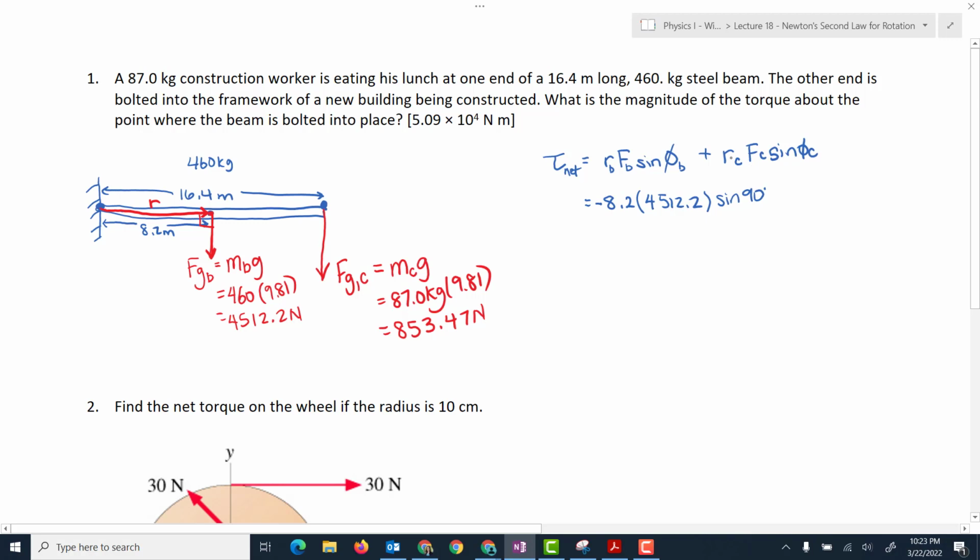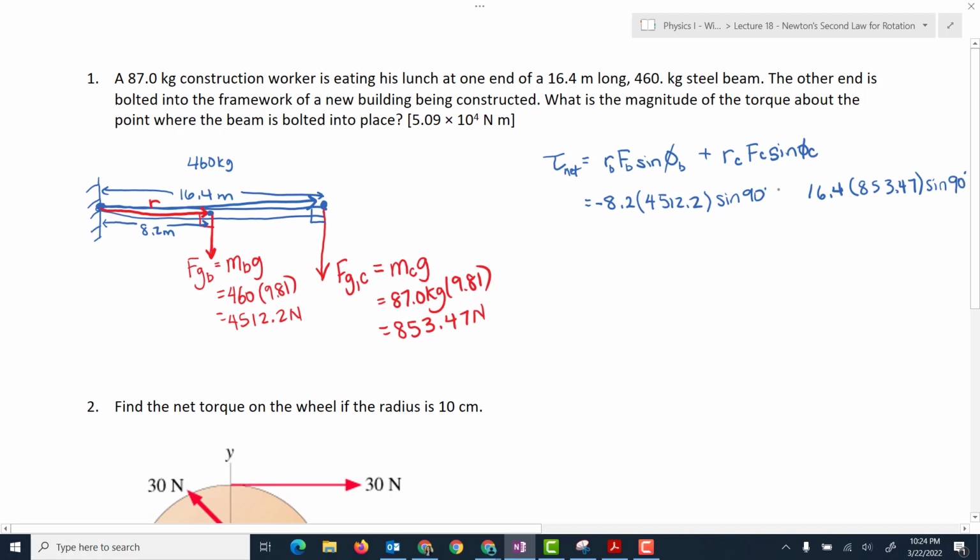Okay, then we do the next one, RC, FC sine of the angle for C, C being the construction worker. So RC is the distance from the axis of rotation to the force applied for the construction worker, which is the distance all the way to the end right here, which is the full 16.4 meters, times the force applied by the construction worker, which is the weight of the construction worker, 853.47, times sine of the angle between that R vector and the force vector. Well, again, the R vector is horizontal, the force vector is vertical, so the angle there is 90 degrees.